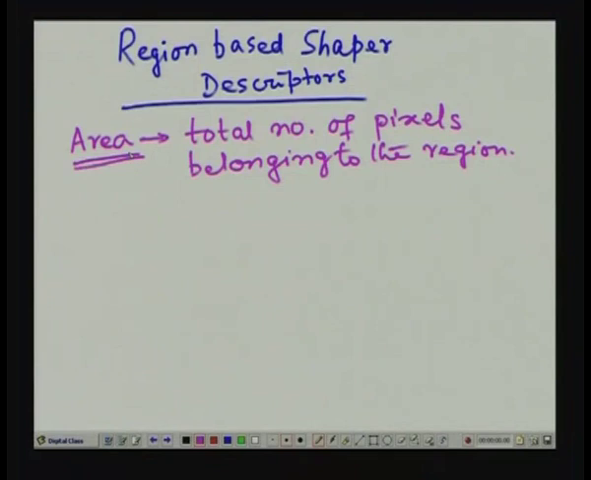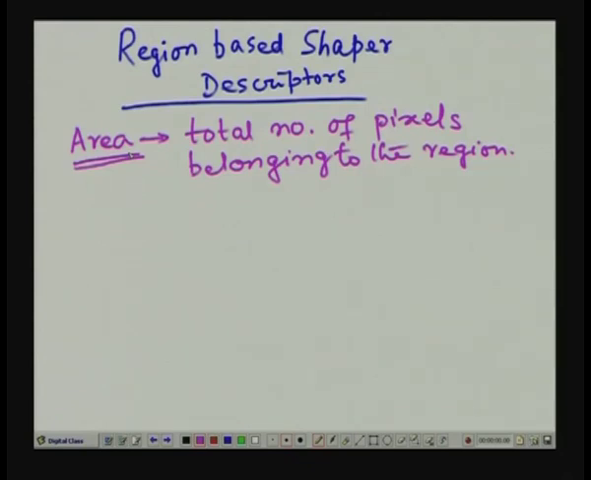So, obviously, you find that this region area can be a descriptor which is translation invariant and rotation invariant, because if I translate the object or if I rotate the object, the total area or the total number of pixels within that object will remain the same. Whereas, this descriptor is obviously not scale independent, because if I zoom the object, the total number of pixels belonging to the region will be more, whereas if I zoom it out, the total number of pixels belonging to that particular region will be less. So, this region area, though it is a feature, cannot be used for object description or object recognition.